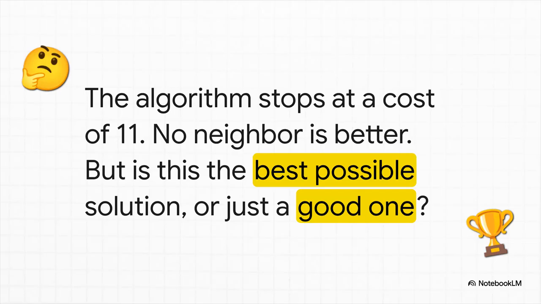Okay, so we've landed on a solution with a cost of 11. And from this exact spot, any other move we could make would actually increase the total distance. So the algorithm says, I'm done. We found a good solution. But here's the big, looming question. Is it the best solution? Is it the absolute lowest number possible?